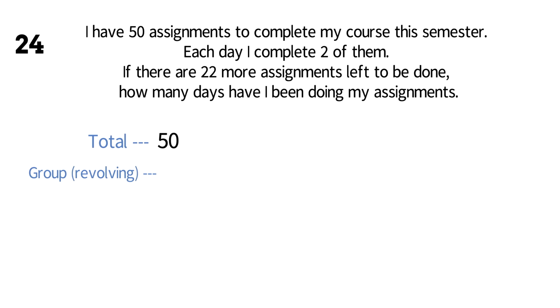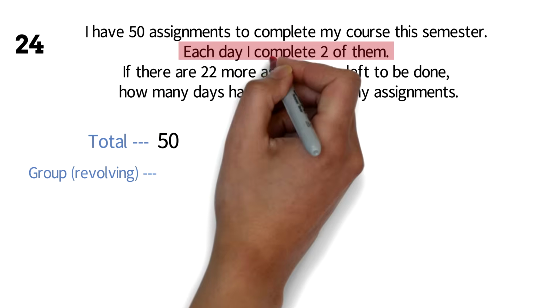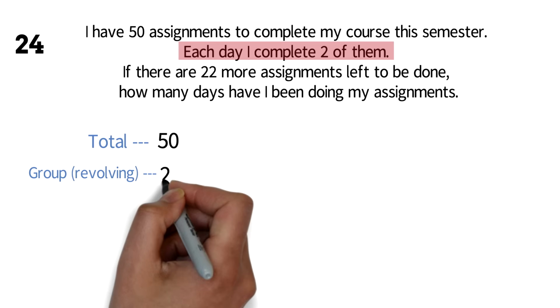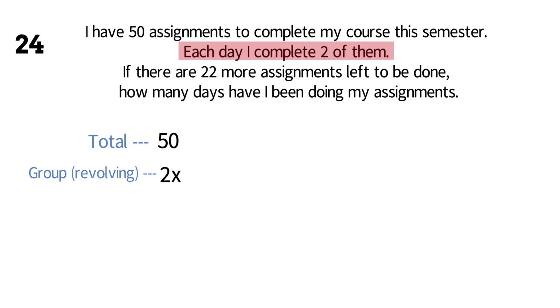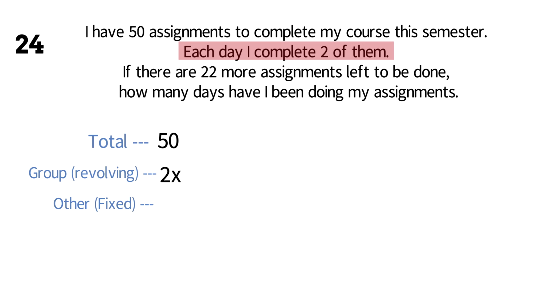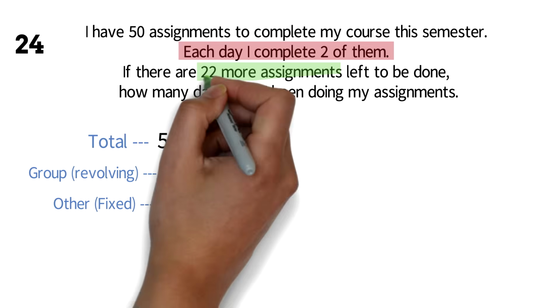Since all 3 values are assignments, our group will be our revolving number. Here, we do not see per day, but we can clearly see this statement. Each day, I complete 2 of them. It's the same as saying I complete 2 assignments per day. So this will be 2x. Finally, what is left is the fixed value. Here, this will be 22.